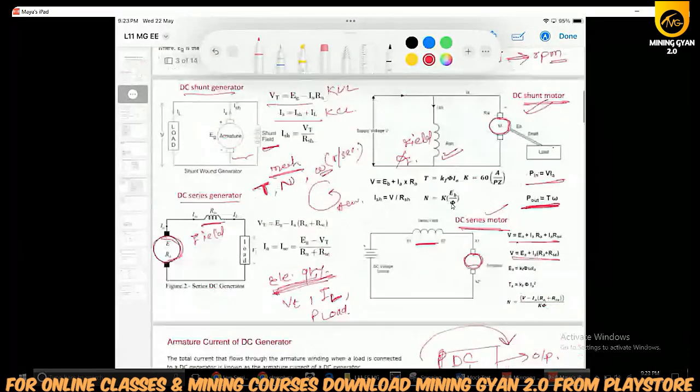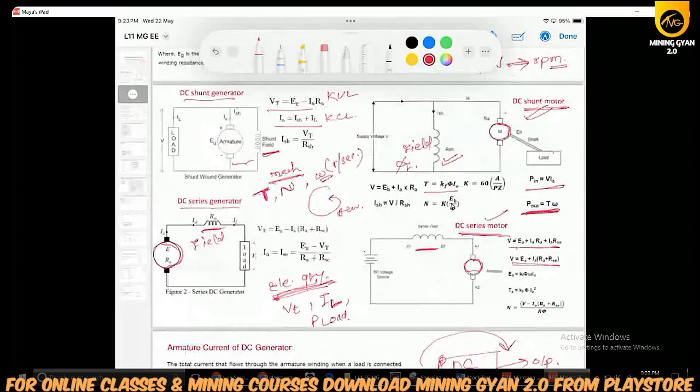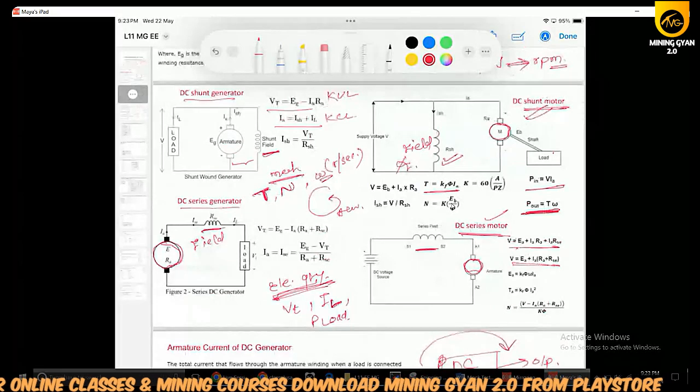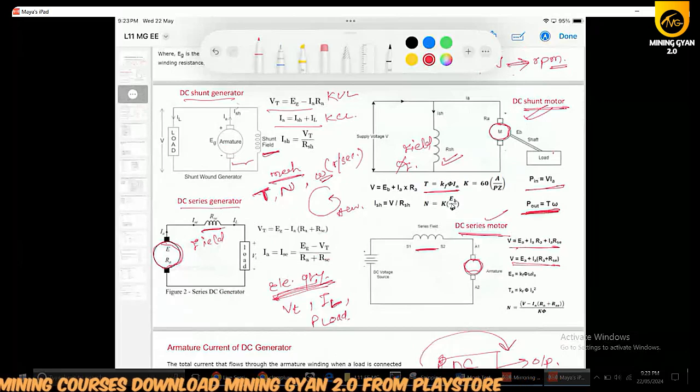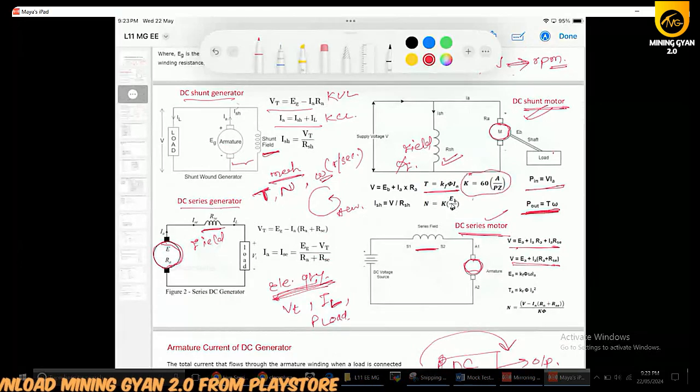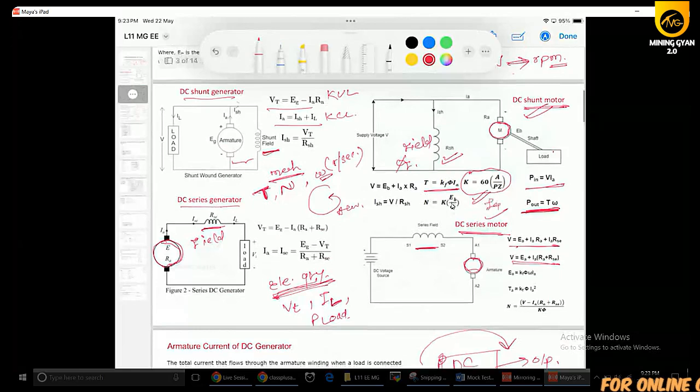Yeah, and T will have a different formula also. Here k is the constant, and you can get this k value as 60 into A divided by PZ, where P is the number of poles, Z is the number of conductors that are there in the slots of the armature. Okay, and A is the number of parallel paths, and IA is what? Armature current. This is the armature current that will flow here.